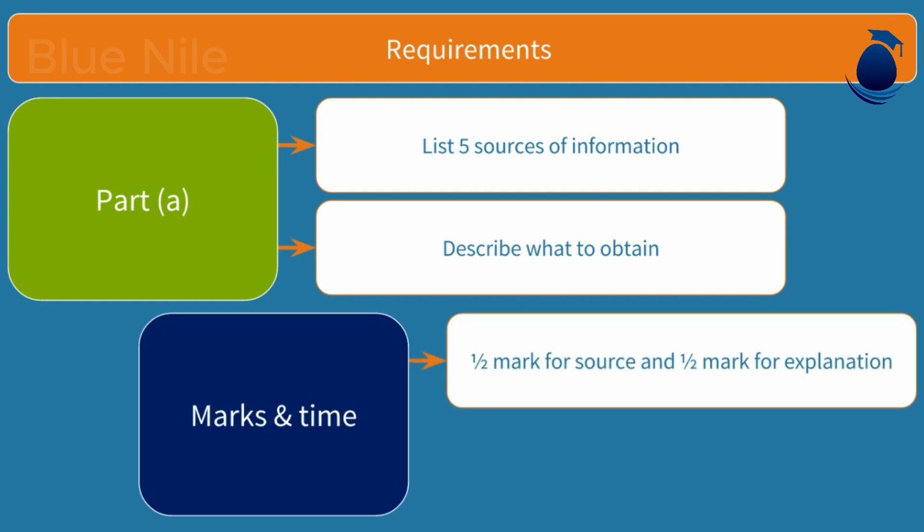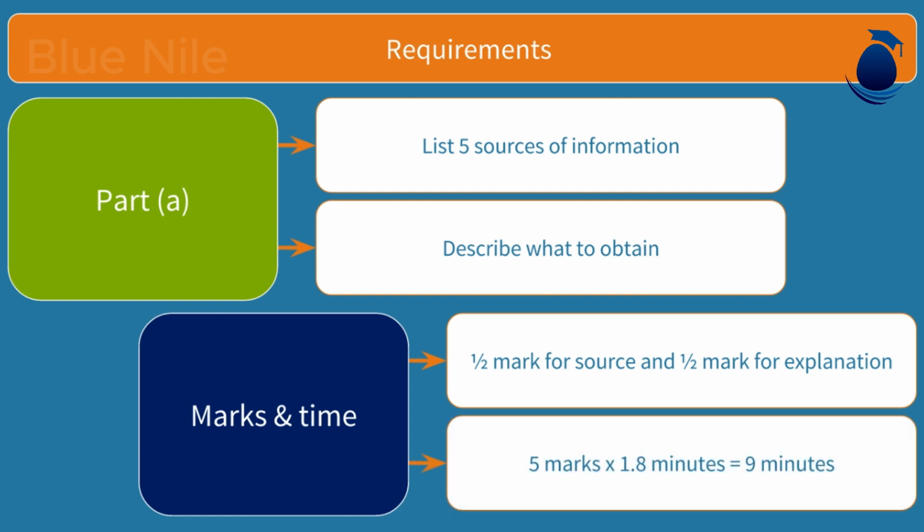Half a mark will be allocated for each source that an auditor can use to gain information at the planning stage. A further half a mark is then given if you can explain what information you would expect to obtain from this source. The marking scheme is strict in that you cannot obtain more than 2.5 marks for sources and 2.5 marks for the type of information you would get. This requirement is for 5 marks, and therefore no more than 9 minutes should be spent on this.